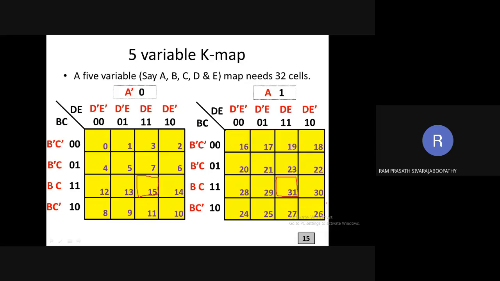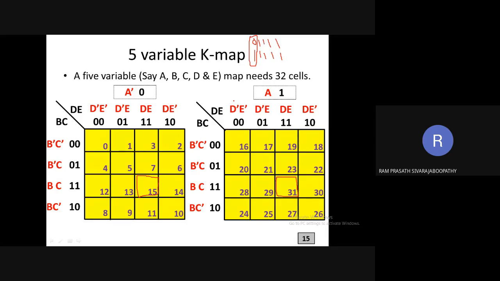How are we saying adjacent? 15, how do we write it? 0 1 1 1 1. What about 31? 1 1 1 1 1. How many bit changes do we have between these two patterns? Only one bit change. Is it clear for all of you? Each and every cell here is an adjacent cell to the corresponding cell there.